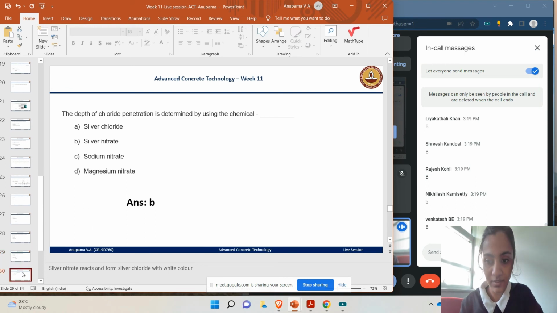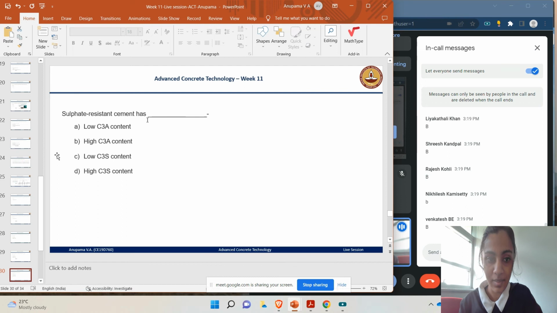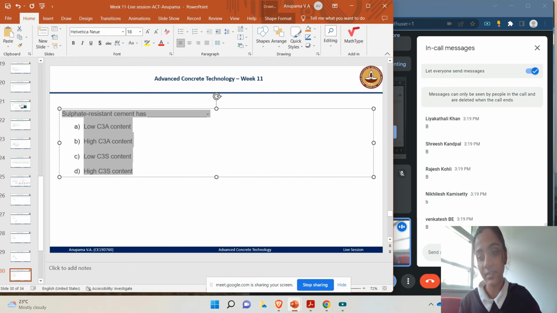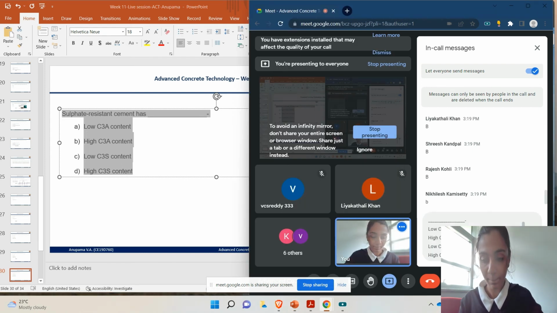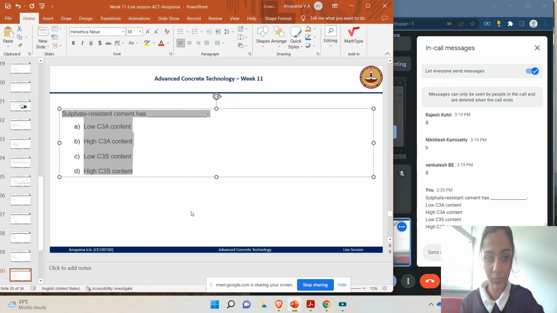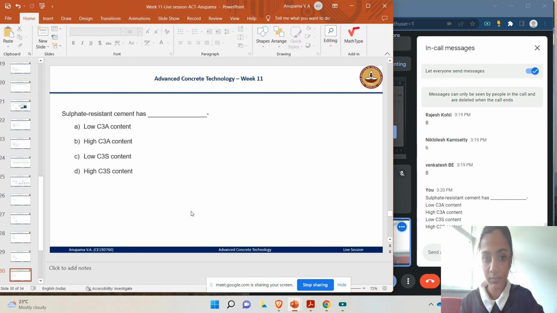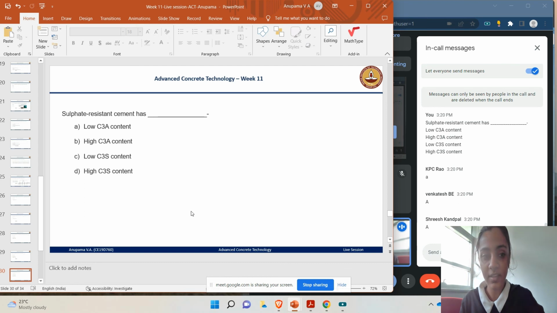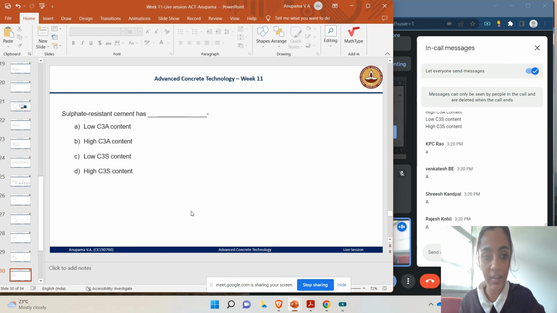Okay, moving on to the next question. Sulfate resistant cement has low C3A content, high C3A content, low C3S content, or high C3S content. Choose the option which is very significant for sulfate resistant cement. C3A gives the hardening, C3S gives high early strength. So what is there for sulfate resistance?